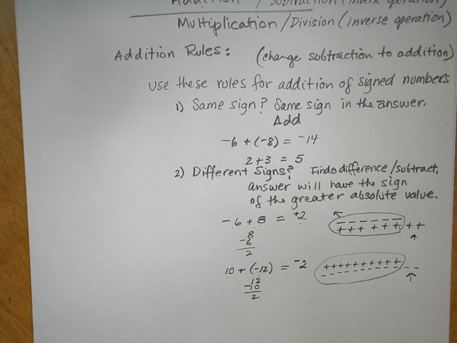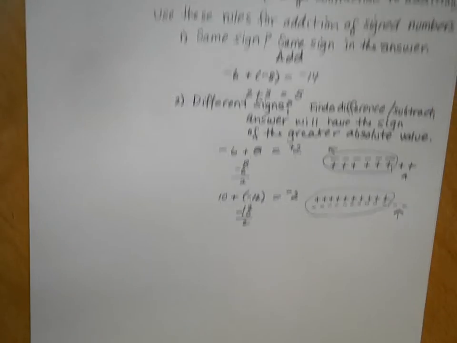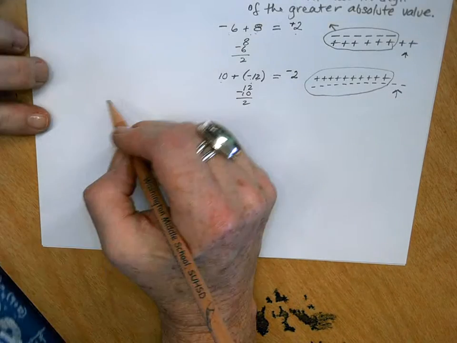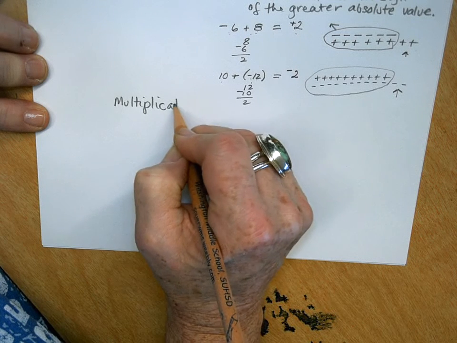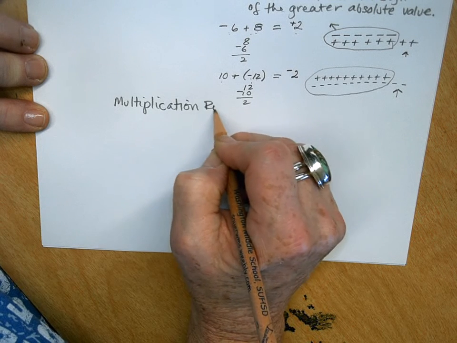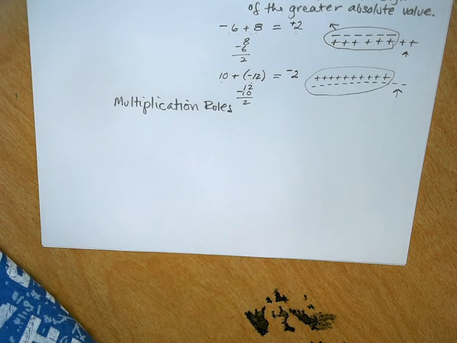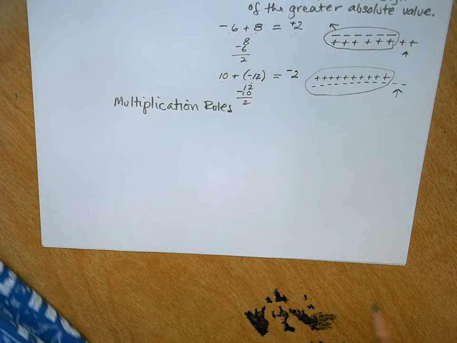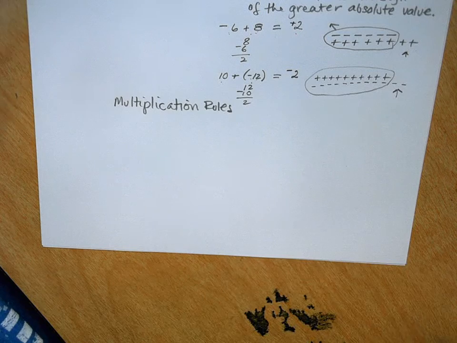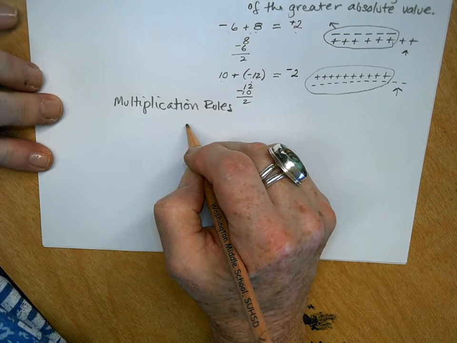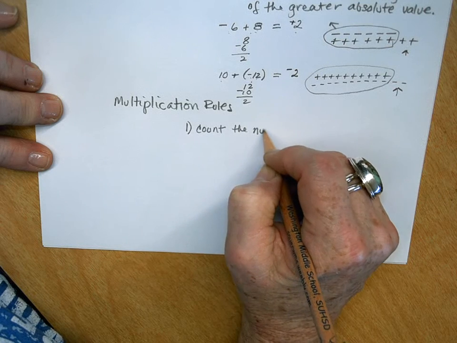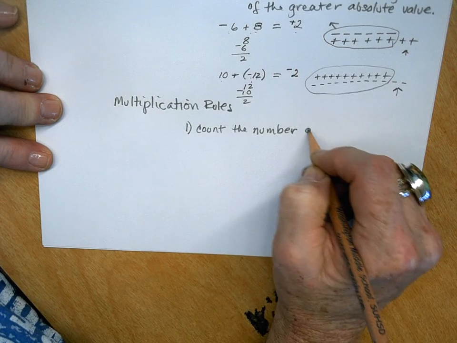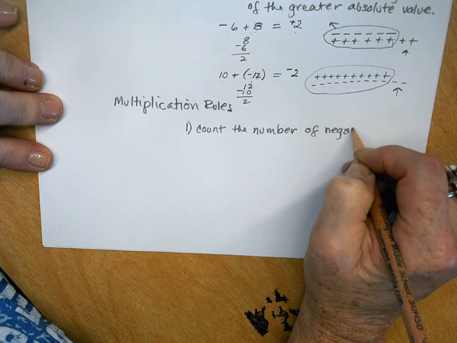Now, we also have multiplication rules. This applies to division also. Division is a special case of multiplication. So, count the number of negative signs.